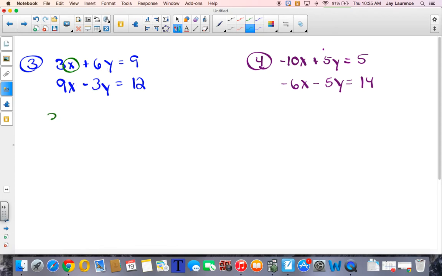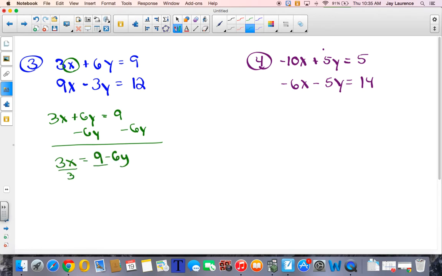So I'm going to rewrite 3x plus 6y equals 9. First thing I'll do is subtract 6y from both sides. I'll get 3x equals 9 minus 6y. Then I'll divide by 3. So x is going to equal 3 minus 2y. All right. There we go. Now x is alone. Now, I must substitute this into the other equation.